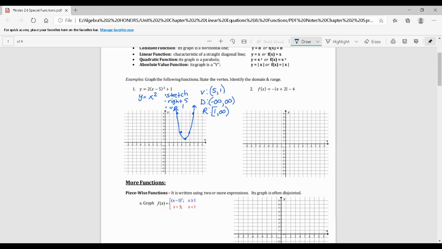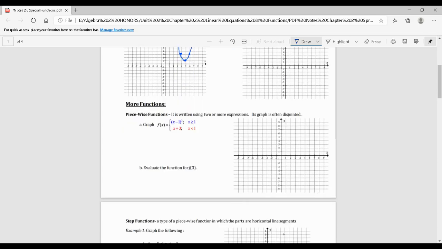Now that we have reviewed those, let's take a look at some more special functions. So the first one we're going to discuss is a piecewise function. A piecewise function contains exactly what it says, pieces. So we're going to have 2 or more parts to our graph. And what that usually means is that it'll be a little bit more choppy than normal.